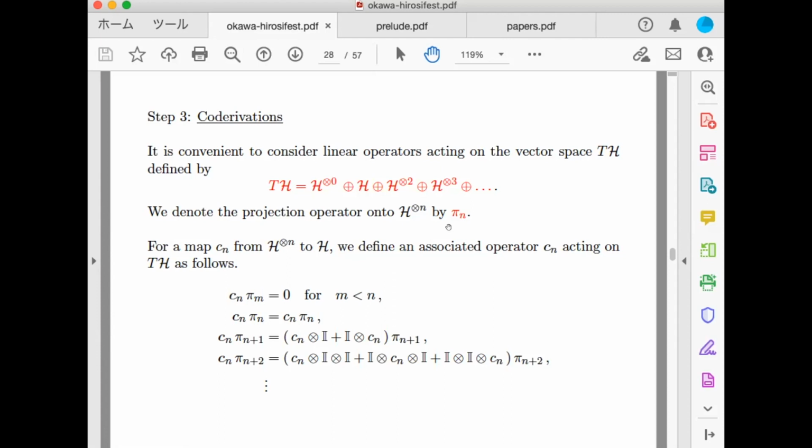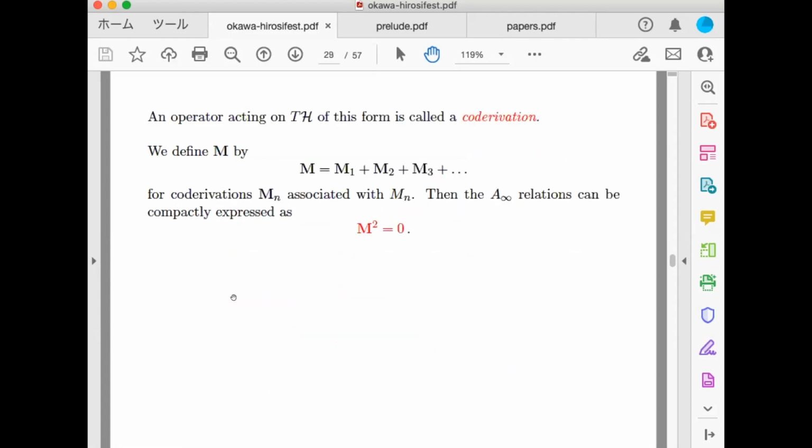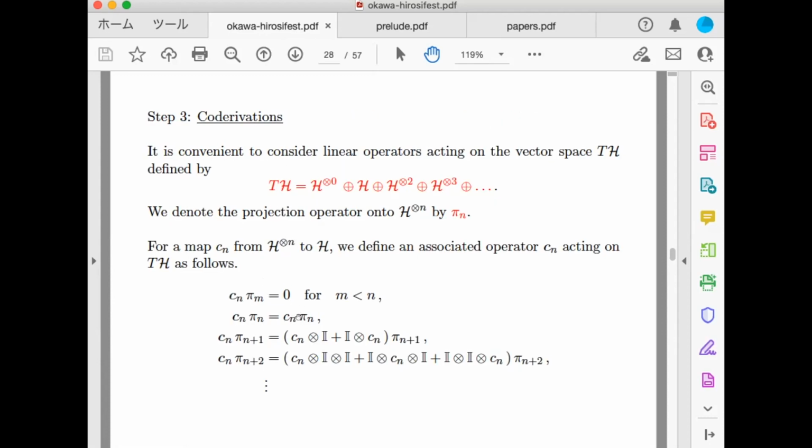Then from a map Cn, which is a map from H to the n to H, we define the associated operator, a bold-face Cn. So this is not the same as Cn in the previous slide. Can you see? This must be more visible. Anyway, in the next slide, this is visible. So this is the previous Cn, and this is the bold face.